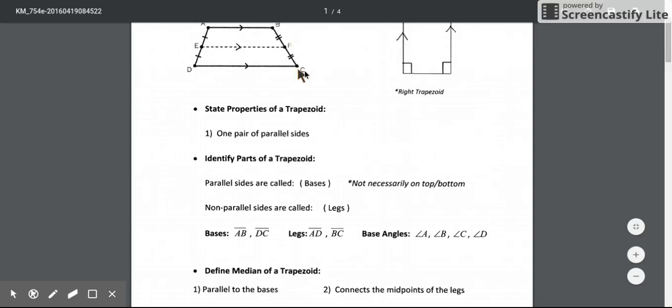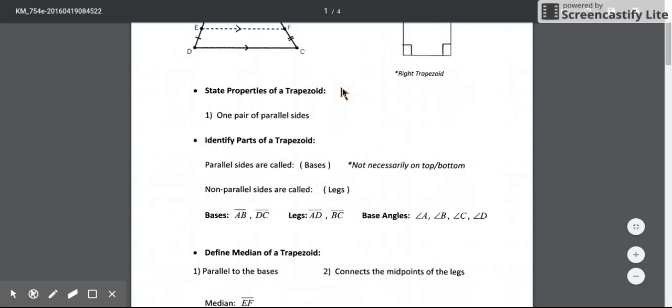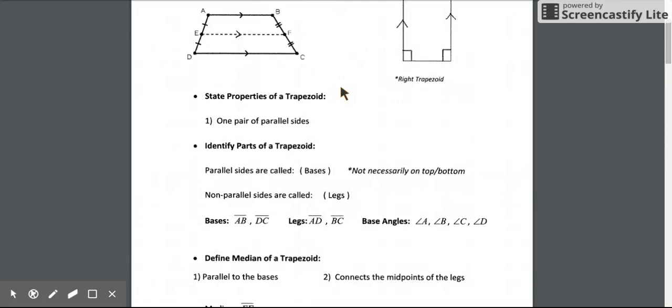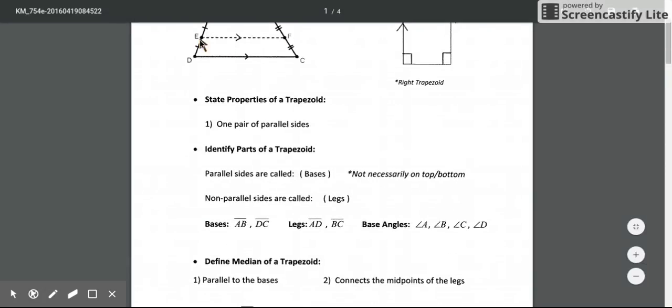And likewise on this side, point F is in the middle of segment BC, so it's splitting up that segment into 2 equal halves. So segment BF is congruent to segment CF. And we can identify the median as segment EF or segment FE.